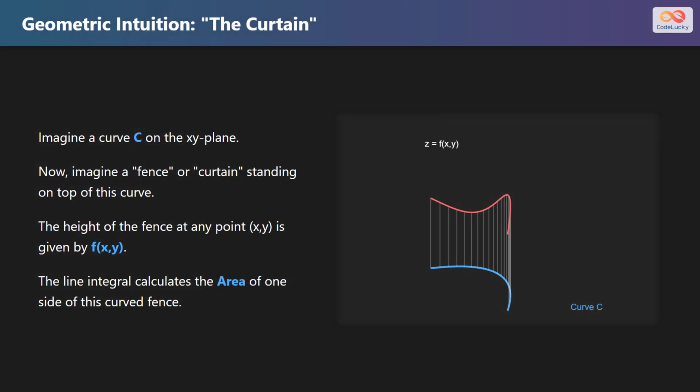Let's start with a picture. Imagine a curve C lying on the ground. Now, imagine a function f of x, y giving the height of a fence or curtain standing on top of that curve. The line integral simply calculates the total area of one side of this curtain. We are summing up the height times a tiny piece of arc length, ds, along the entire curve.